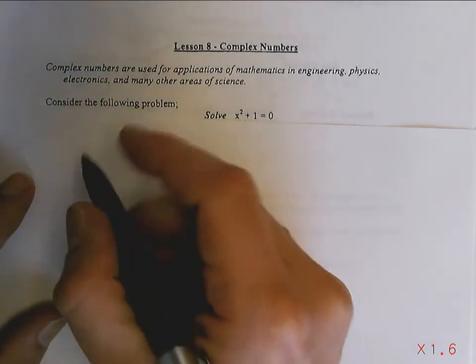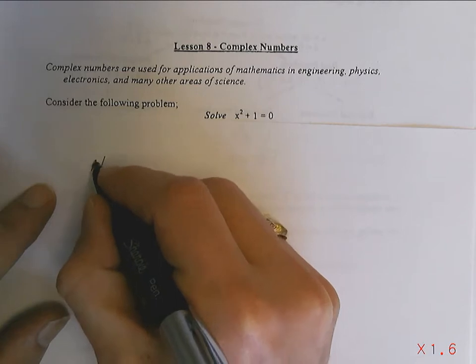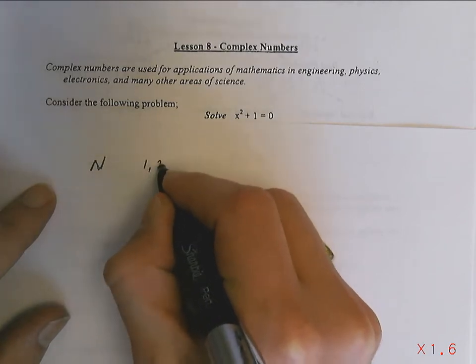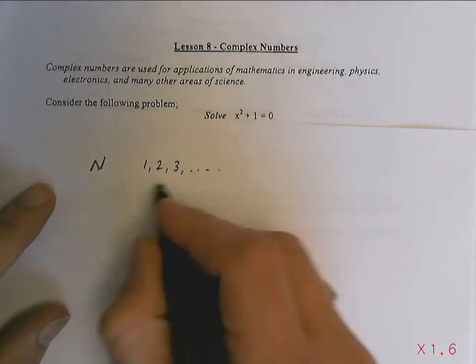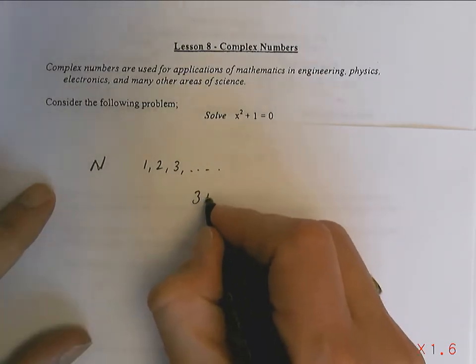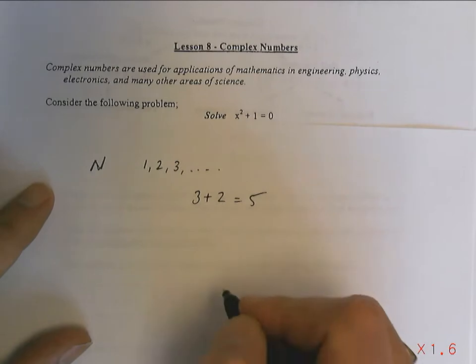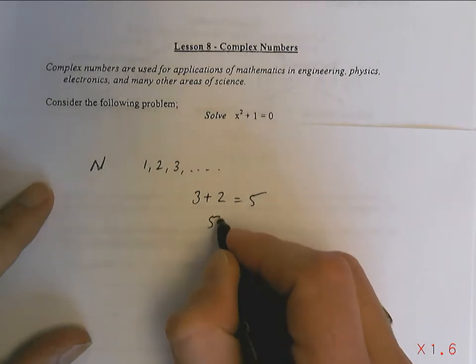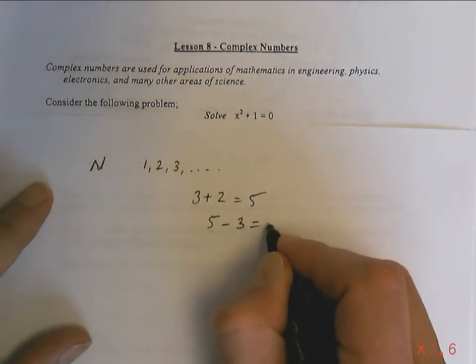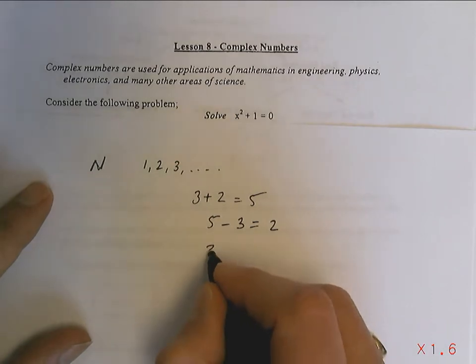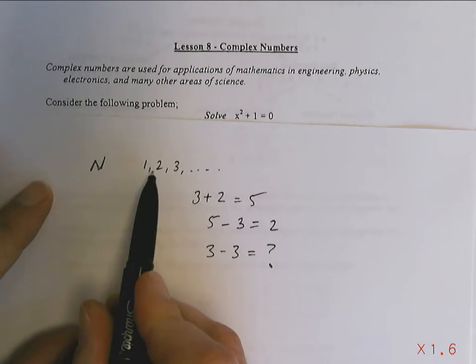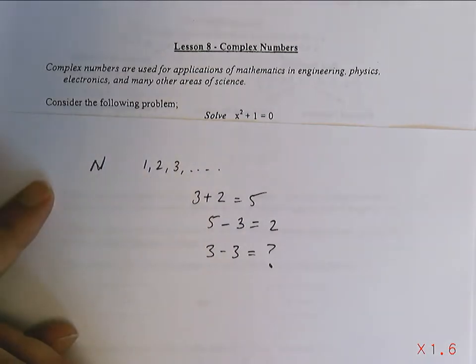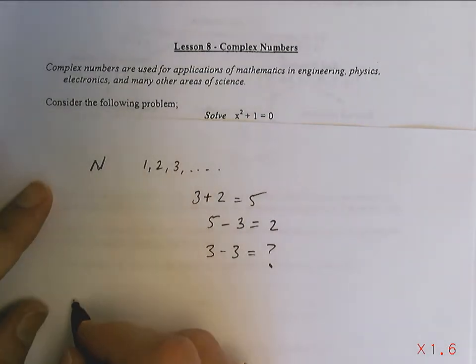So when you think about the natural number system, it starts at 1 and goes to 2 and goes to 3 and goes all the way up. Notice we could do lots of things in this system. We could do 3 plus 2 and get 5. And we can do 5 subtract 3 and get 2. But what we can't do is 3 subtract 3. In the natural number system, there is no number 0.